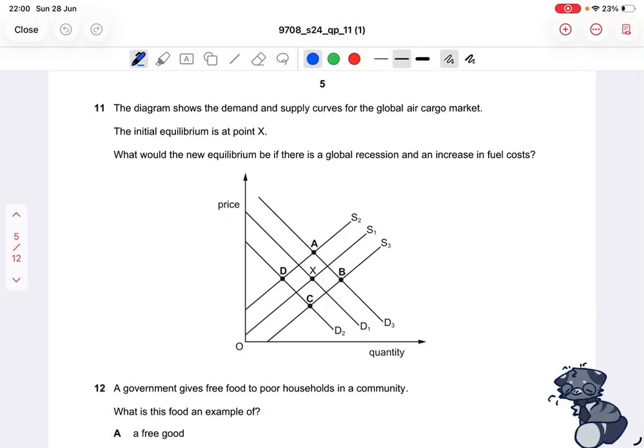Alright, now question 11 says that the diagram shows demand and supply curves for the global air cargo market. The initial equilibrium is at point X. What would the new equilibrium be if there is a global recession and an increase in fuel costs? So at first it says that the initial equilibrium is here at X.